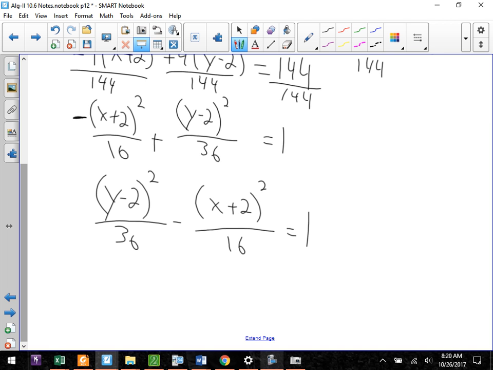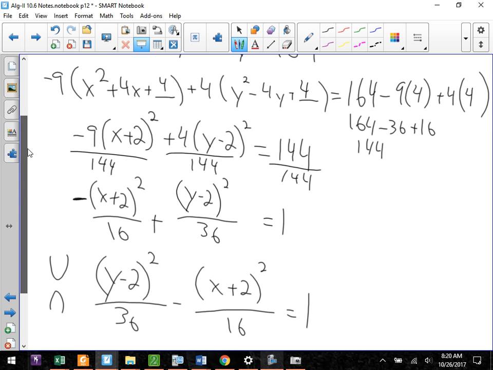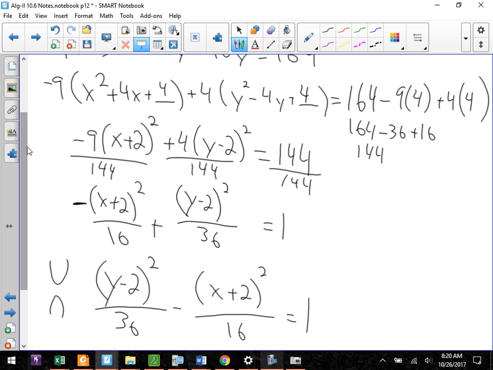That's a hyperbola. What direction is it going? Where did I get the negative from? What's negative 9 divided by 144? It's negative 1/16. What's negative 1 plus 2?